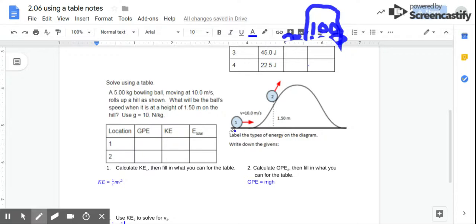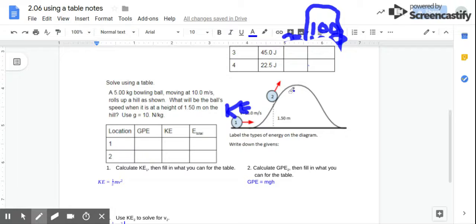So this is a little bit messed up. I was trying to fit everything on the page. So over here it says label the types of energy on the diagram, which we always do. So we're going to use the ground as 0, a height of 0. So this one is only going to have KE. And we're just going to have to remember that that's v equals 10.